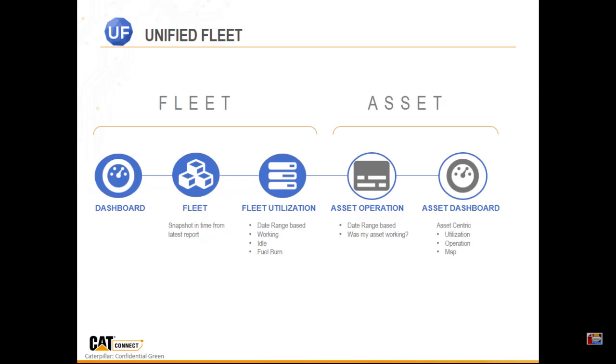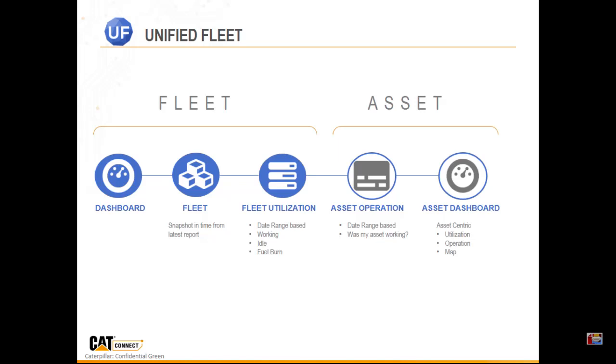So to recap, Unified Fleet is for fleet or equipment managers to see where assets are, what state they're in, how much they've been working, how much they've been idling, and what is their fuel level and how much fuel have they been burning. The fleet page is a snapshot in time showing data from the latest report from the machine. Fleet utilization and asset operation are both date range specific.